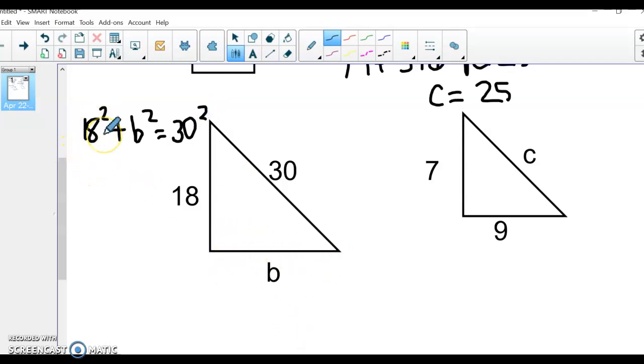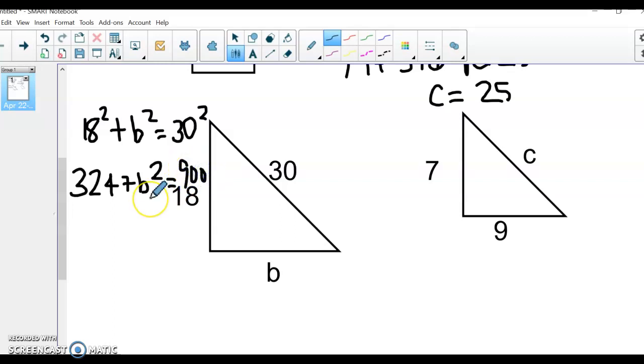So if we have 18 squared, that's 18 times 18, which is 324. These are going to be some big numbers. And then we have b squared still. We still don't know what that is. And then we have 30 squared, which is 30 times 30, which is 900.